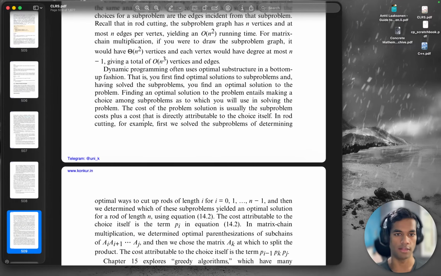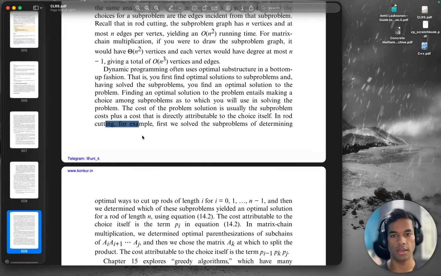So we have the cost for making the choice, and the cost for solving the subproblems. Finding an optimal solution to the problem entails making a choice among subproblems as to which ones you will be using to find the solution to your problem. The cost is usually the subproblem cost plus a cost that is directly attributable to the choice itself.